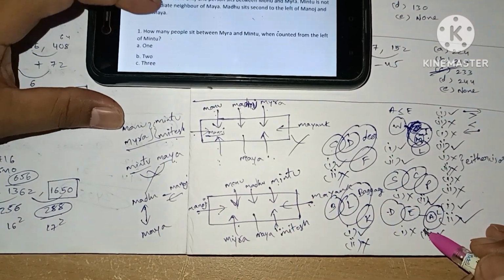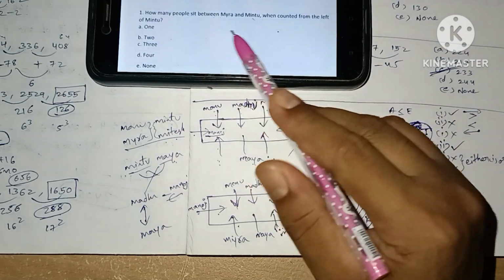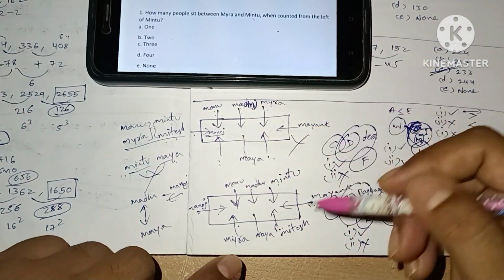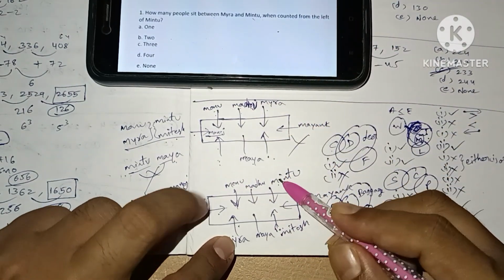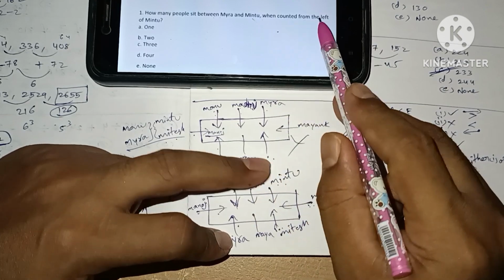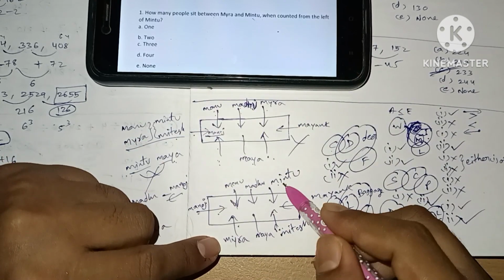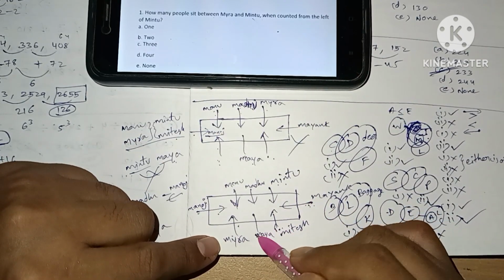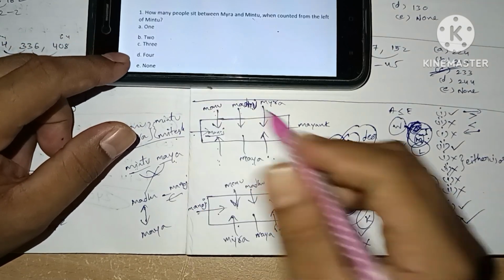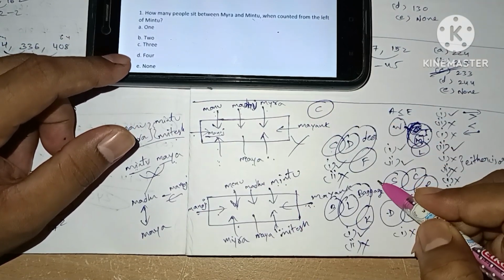Let's see the questions that are asked. How many persons sit between Myra and Mintu? This is Myra and this is Mintu, counting from the left of Mintu. Left of Mintu means 1, 2, 3, 3 people. So option C is our answer.